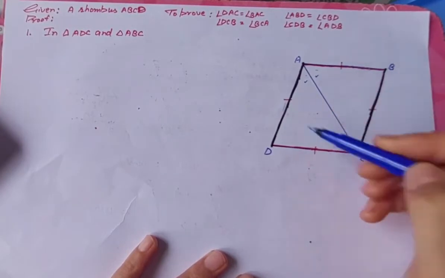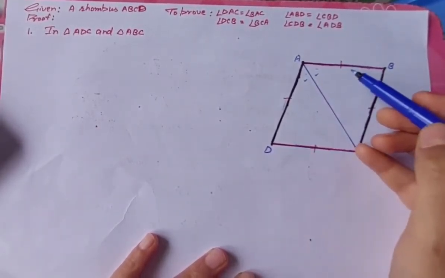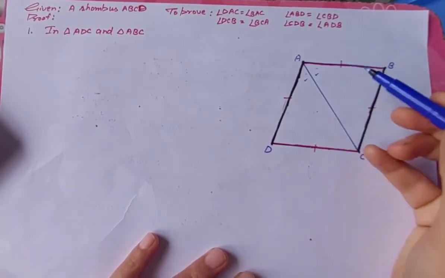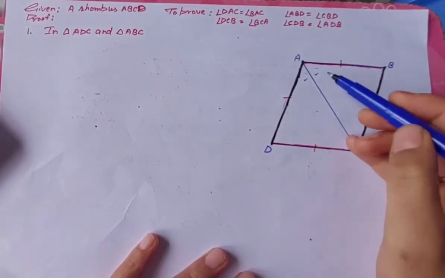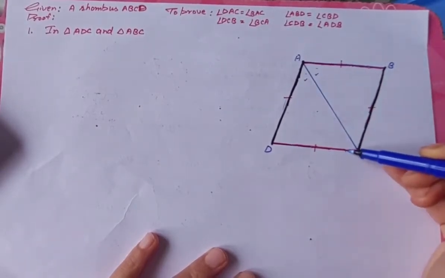It is a rhombus, all four sides are equal. AB, yes, it is equal to CD. But do we have to submit this equality? If you submit this equality, then your CPCT will come as this equals this. But you do not want that.